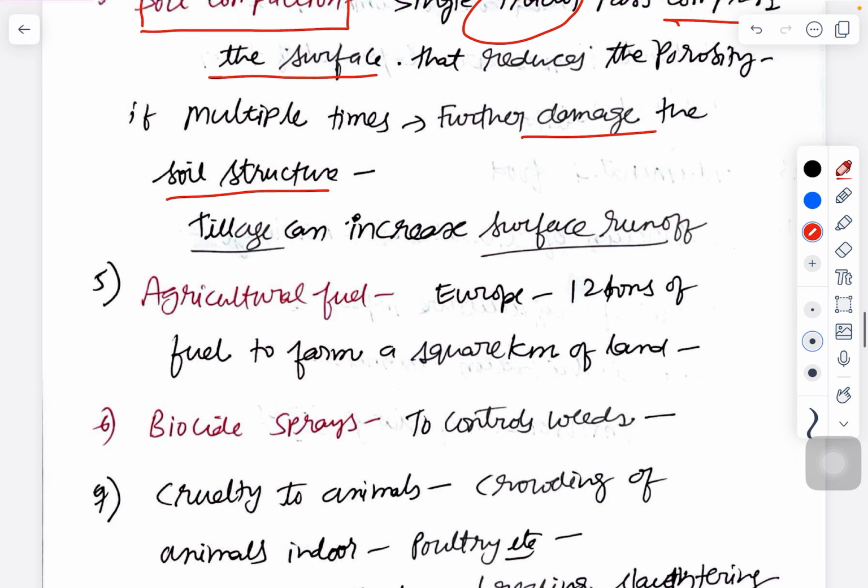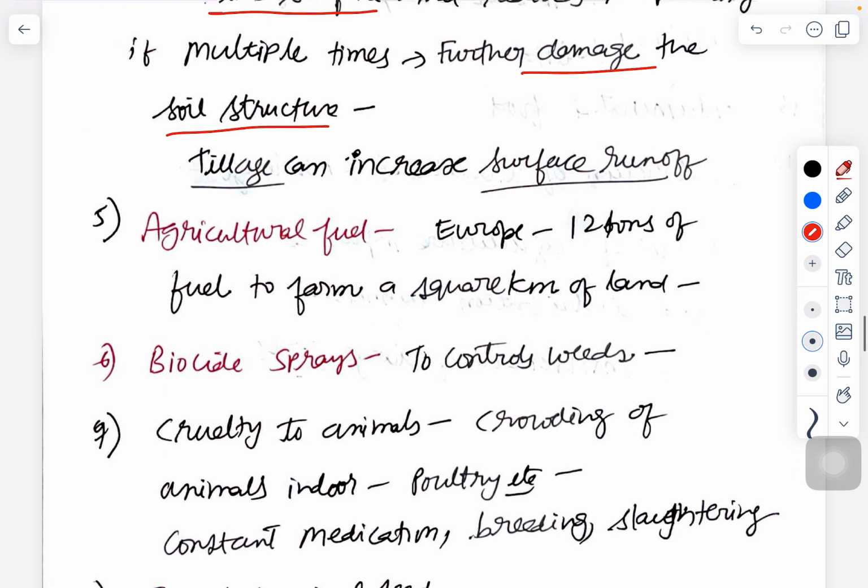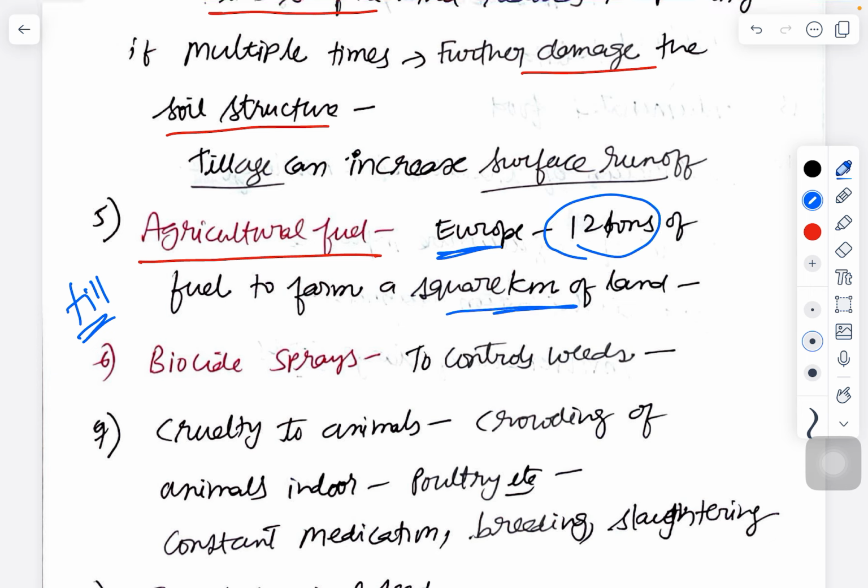Then there is something called agricultural fuel, because there is a fuel cost even to till the soil, or to manage the overall agriculture. It could be running the pumps based on diesel, etc. There is one example that in Europe there are at least 12 tons of fuel used to farm a square kilometer of land. I'm not sure of the year, but at least that is the tons of fuel being spent in managing the agriculture.